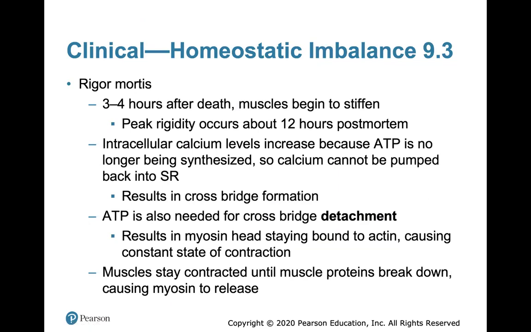Rigor mortis occurs 3 to 4 hours after death when the muscles begin to stiffen. So 3 to 4 hours after death, the body muscles begin to get extremely stiff. And this is because intracellular calcium levels increase because ATP is no longer being synthesized. So calcium cannot be pumped back into the sarcoplasmic reticulum, which results in cross bridge formation, meaning that the myosin will be constantly attached to actin, causing constant contraction or extreme stiffening of the muscles.